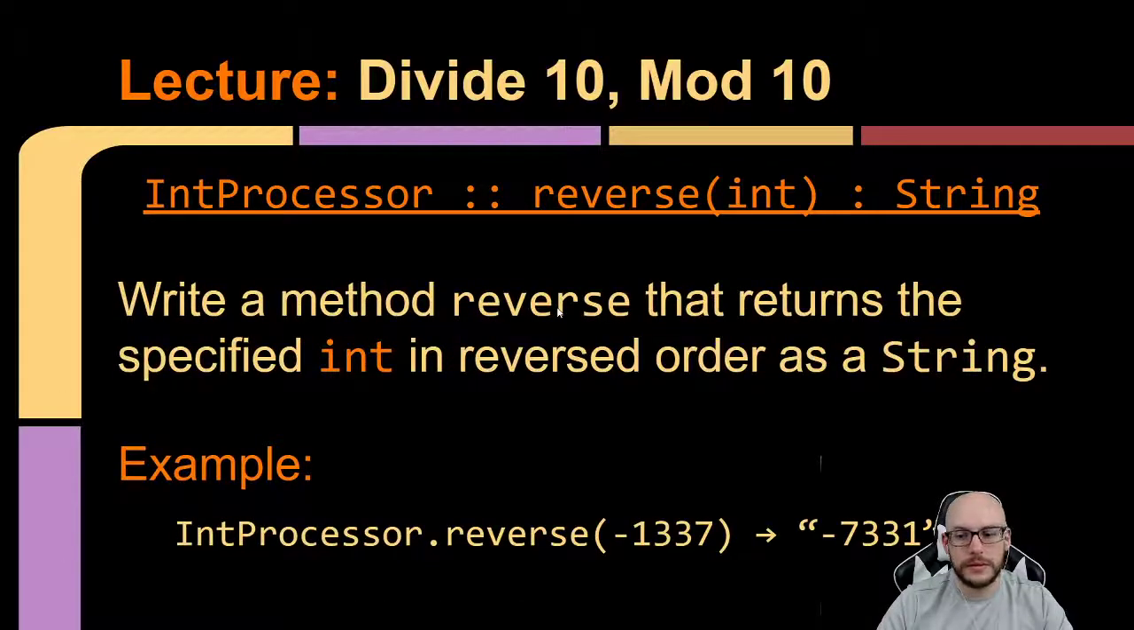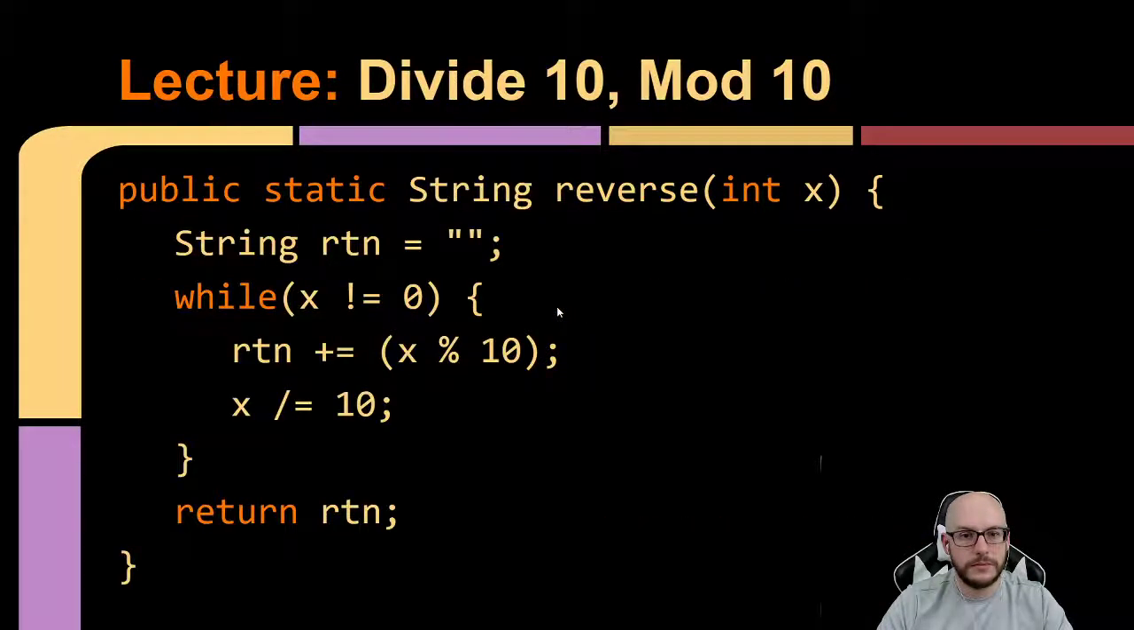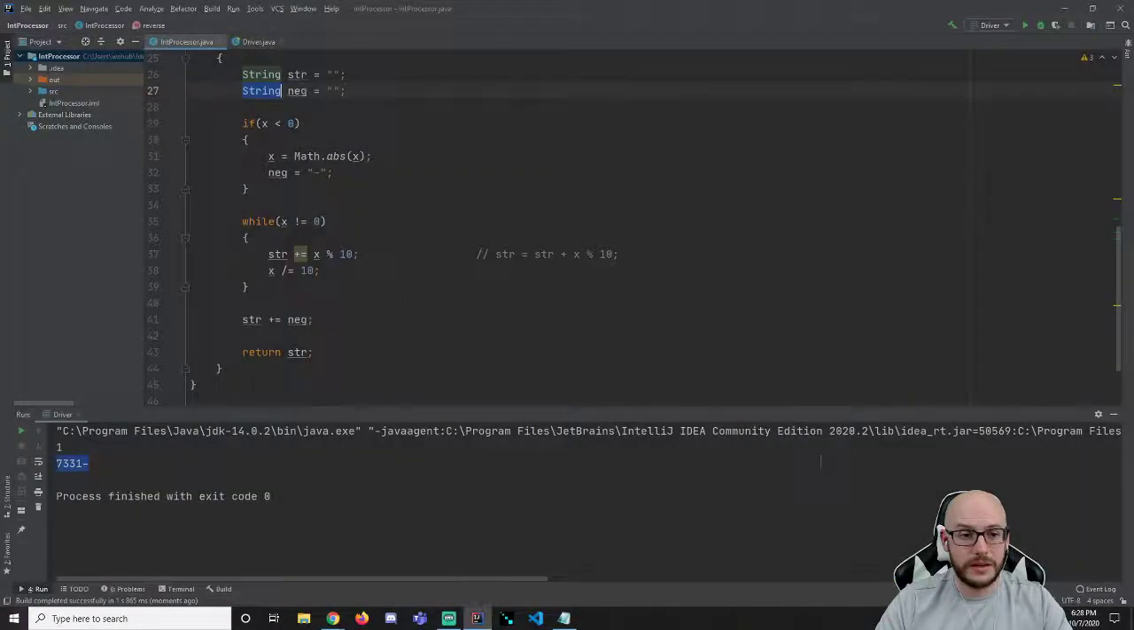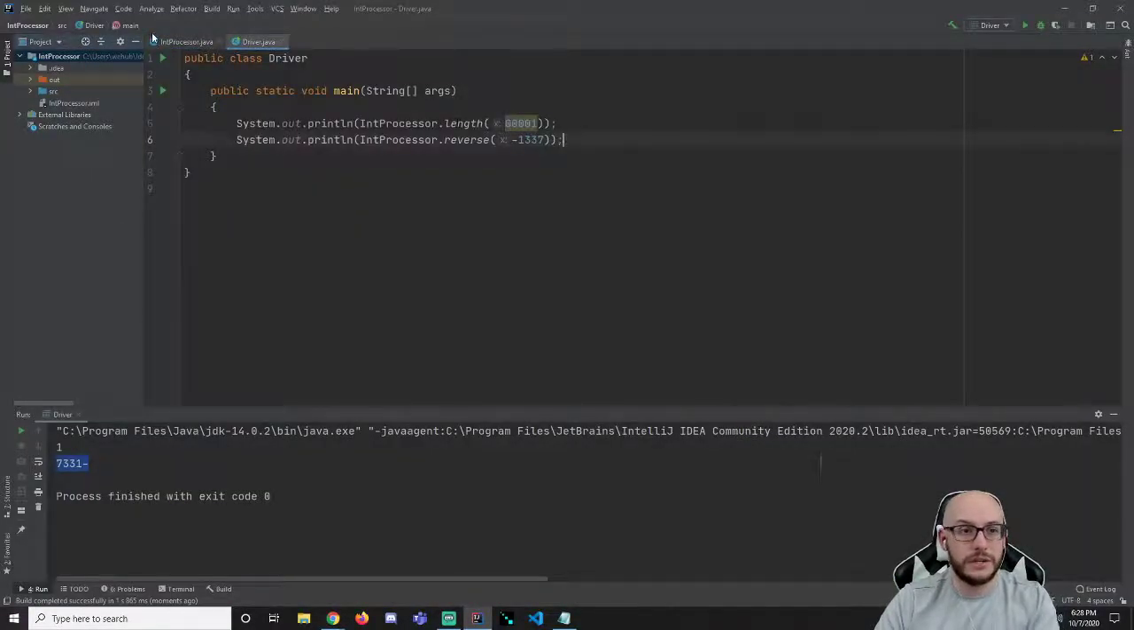Okay, let's look at our last method. This one says write a method reverseInt that returns a specified int in reversed order. Easy, we just did that. As an int, okay, without converting it to a string. All right, that makes it much harder. Not using a string makes it much harder.